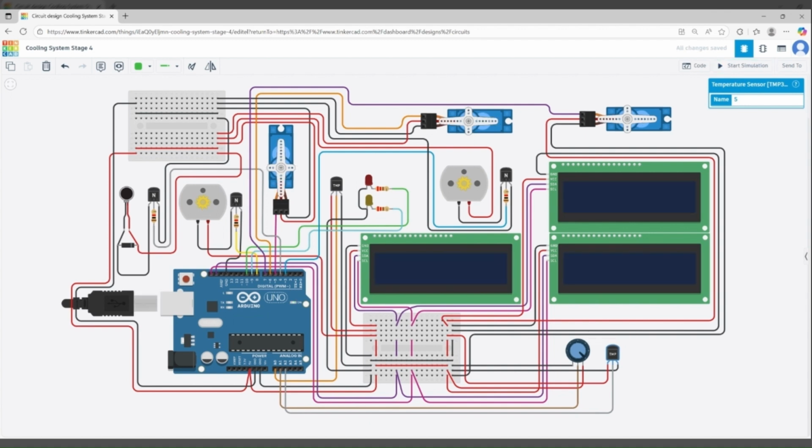Try adjusting the potentiometer to simulate different desired temperatures. Watch how the fan speed and the vent mode respond on the LCD. Can you add manual override buttons?